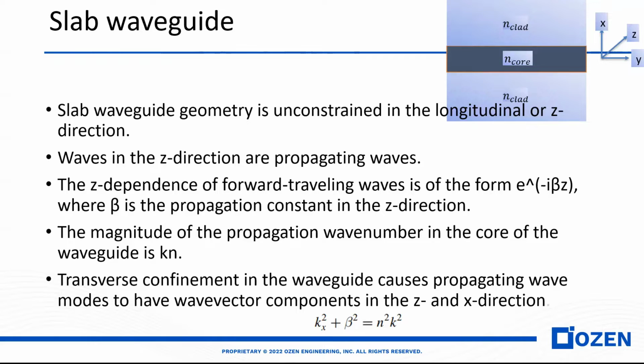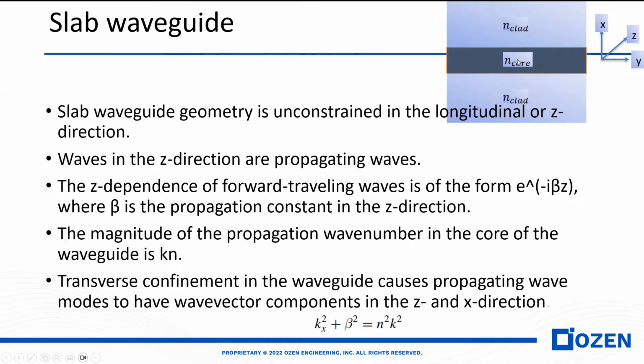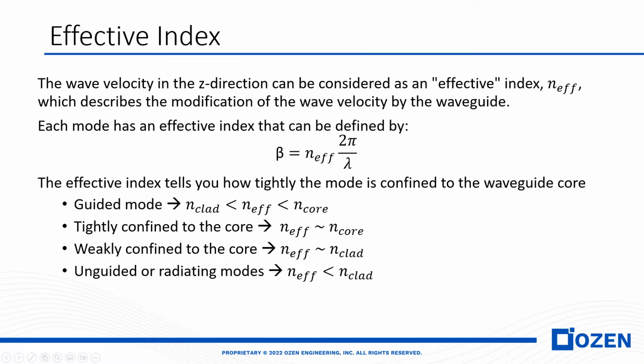The magnitude of the propagation wave number in the core of the waveguide is k n, where k is the wave number and n is the refractive index. Transverse confinement in the waveguide causes the propagating wave mode to have a wave vector component in the Z direction, as you see here in this equation. The wave velocity in the Z direction can be considered as an effective index, which describes the modification of wave velocity by the waveguide.